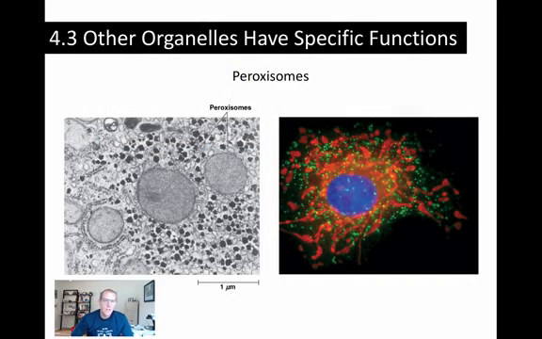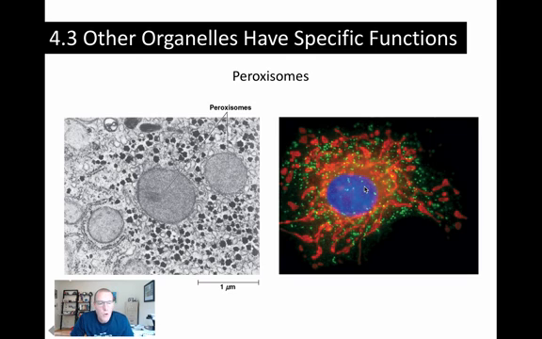Here's a couple of images of some peroxisomes to start with. Here's a peroxisome on the left shown using electron microscopy. On the right, there is a confocal fluorescence image of peroxisomes, stained in green. The mitochondria are in red. One thing to note about the mitochondria, they're not always these nice, discrete oval structures. They can be highly branched, and the nuclei there are stained in blue.